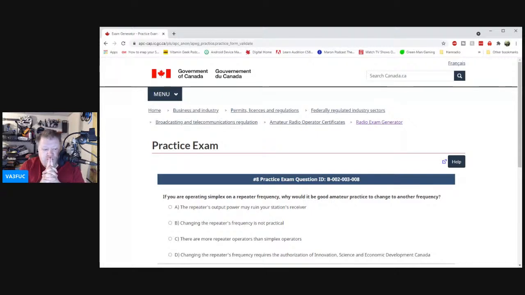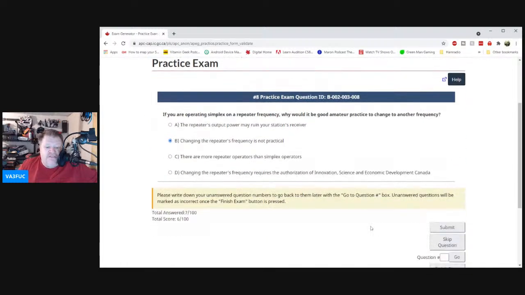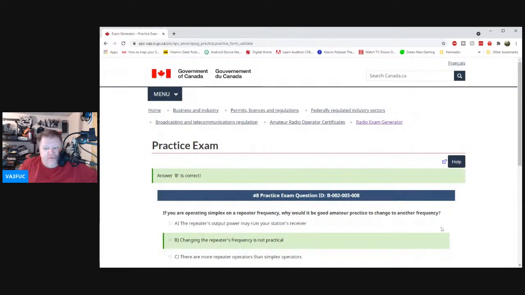Good question. If you're operating simplex on a repeater frequency, why would it be good practice to change to another frequency? The repeater output power may ruin your radio station receiver? That's not really true. Changing the repeater frequency is not practical. That is 100% the answer. You can't. I don't know if it has to be registered with Ontario, but I'm going to say changing the repeater frequency is not practical, because all this stuff is posted and everything else. So I'm going to go with B. And B is the correct answer.